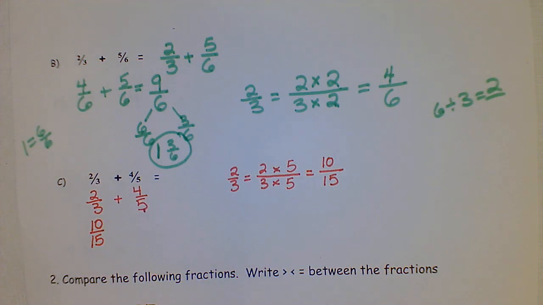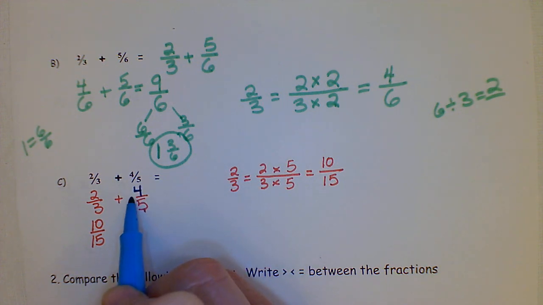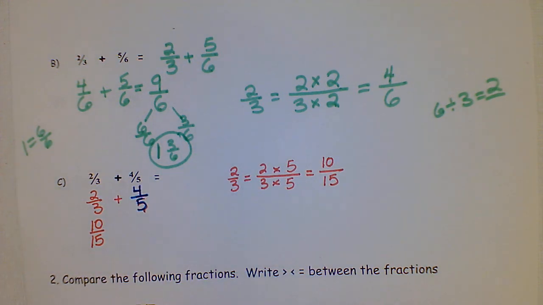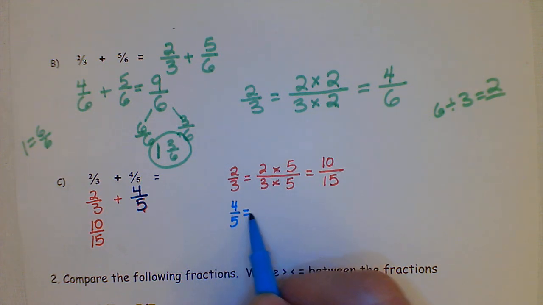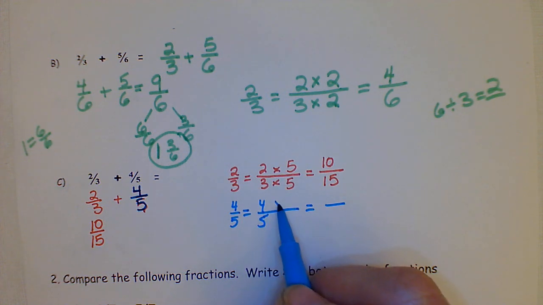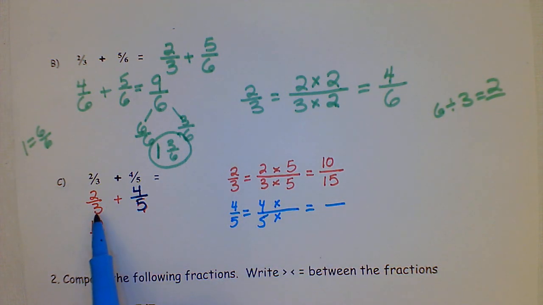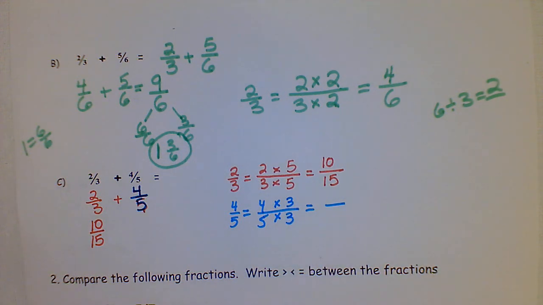And now I'm going to switch colors for working with the next one. So now we're going to take 4/5, and I want to decompose that as well. And again, the way that I'm going to decompose the 4/5 is by multiplying it times the other fraction's denominator, which in this case is a 3. So I'm going to go ahead and write 3 for both the denominator and the numerator, and now I can just multiply across.